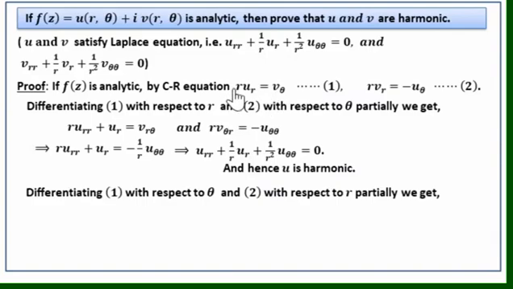now. So R into dou by dou theta of UR, which is R U theta theta, right hand side dou by dou theta of V theta, that is V theta theta. And the second equation, differentiate with respect to R keeping theta constant. So the left hand side is a product of two functions of R. So use the product rule and differentiate.